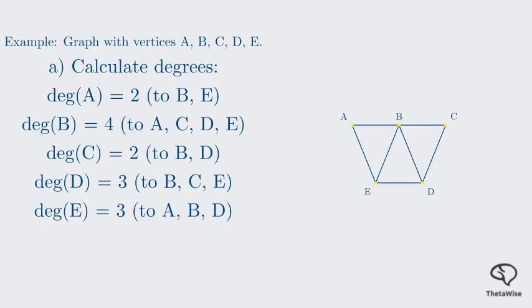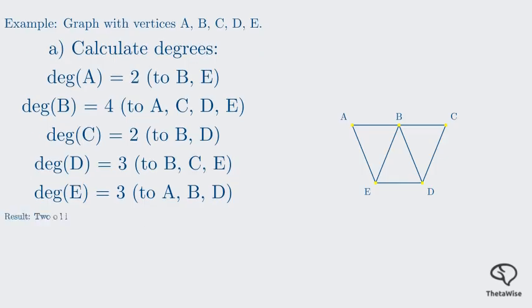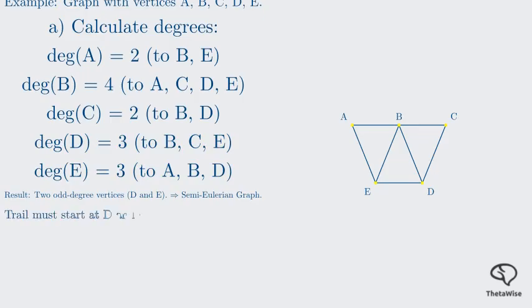No, wait, let's recount. A has degree 2. B has edges to A, C, D, and E, so degree 4. C has edges to B and D, so degree 2. D has edges to B, C, and E, so degree 3. E has edges to A, B, and D, so degree 3. So we have exactly 2 vertices with odd degrees, D and E. This means the graph is semi-Eulerian. An Eulerian trail exists, and it must start at one of these odd vertices and end at the other.